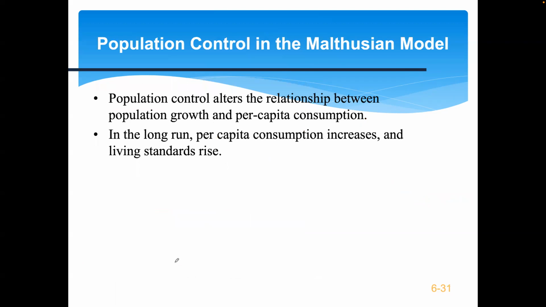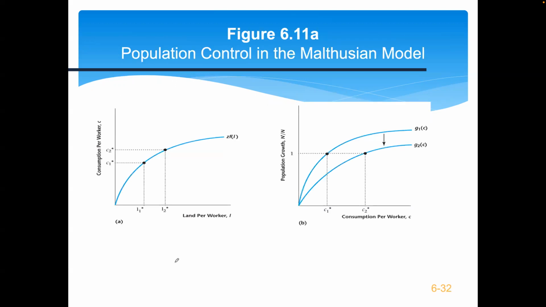The big policy implication from Malthus' model is that population control is going to change the relationship between population growth and per capita consumption. And in the long run, it will help to improve per capita consumption and the standard of living. So this is given by this graph. In the long run, if you just reduce the population growth, essentially you're going to push down this graph.